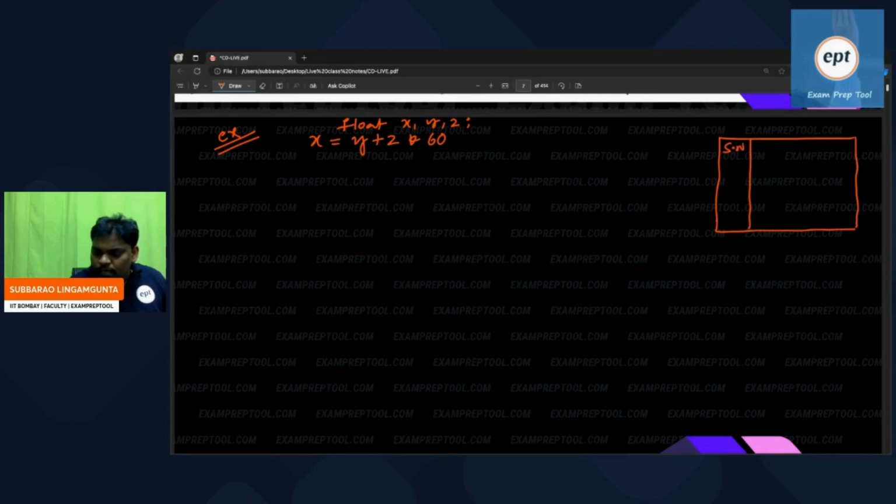It is a sequence number. It is a variable name. It is a variable type. I want an answer from everyone. What is the X type? What is the Y type? What is the Z type? I want everyone to respond.